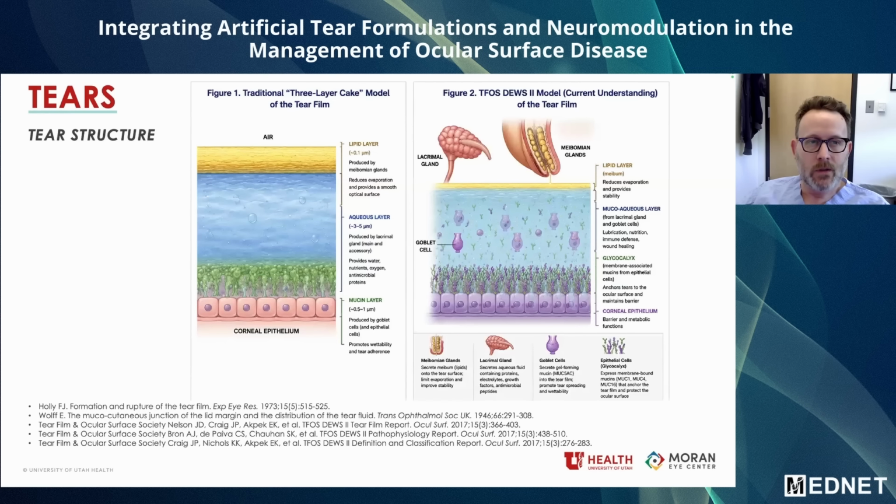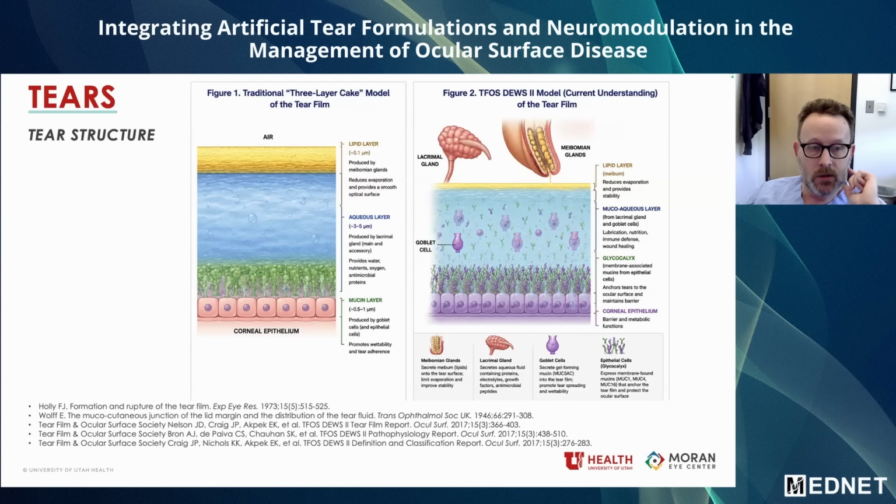But historically, we were always taught that there's this classic three-layer model of the tear film. There's an outer lipid layer, then there's a middle aqueous layer or the wet layer, and then there's an inner mucin layer. And today we recognize that these layers aren't really truly separate structures that are stacked neatly on top of each other. Instead, they function as an integrated continuum.